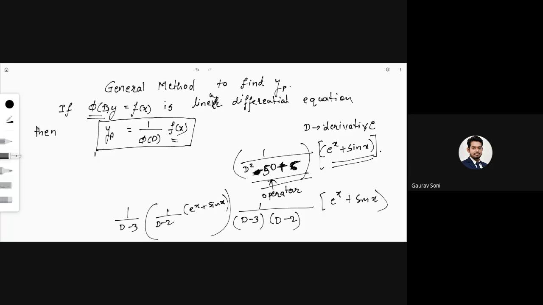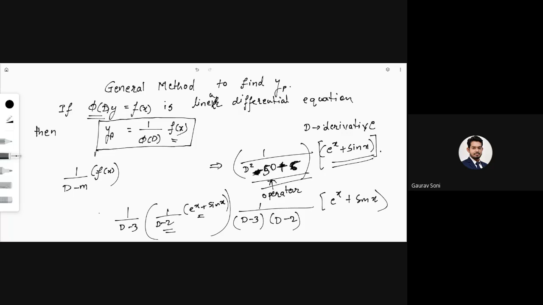I have taken a particular example here, d square minus 5d plus 6, which can be factorized as d minus 3, d minus 2. If I am able to operate 1 upon d minus 2 on e to the power x plus sine x, whatever answer I get, I will operate 1 upon d minus 3 on it. So our question reduces to: how does the operator d minus m operate on a function f of x?